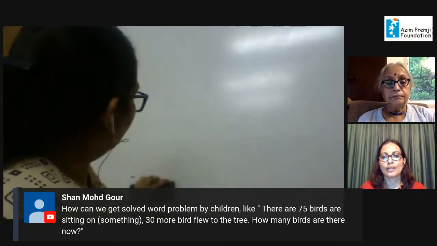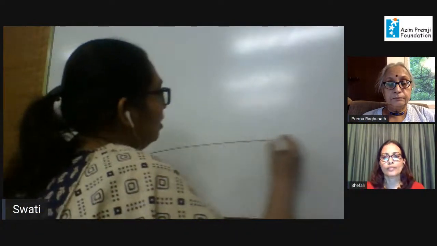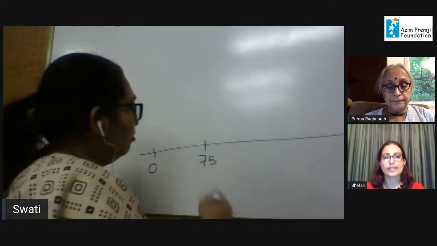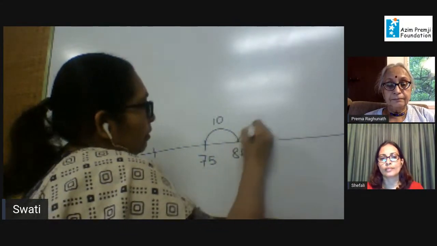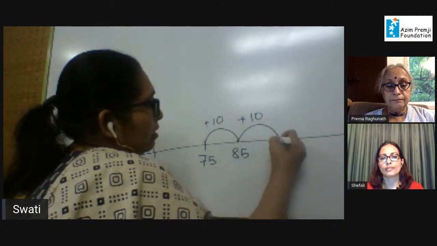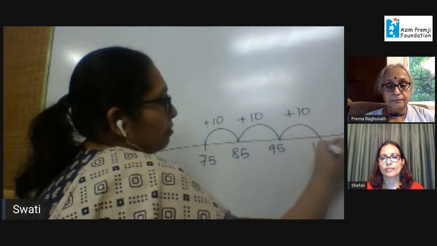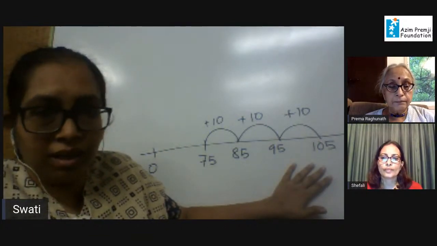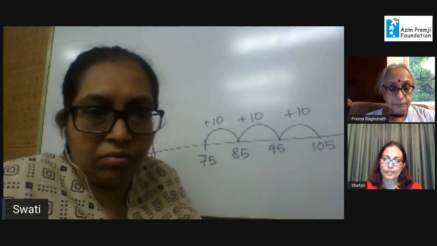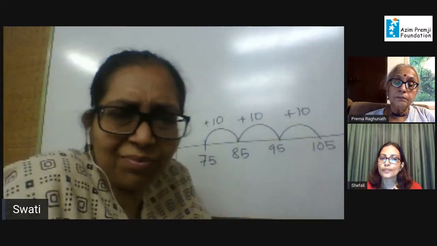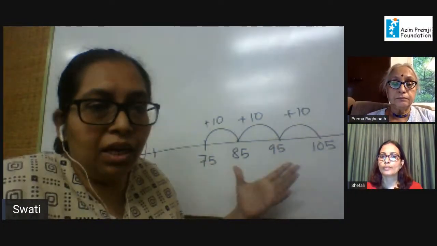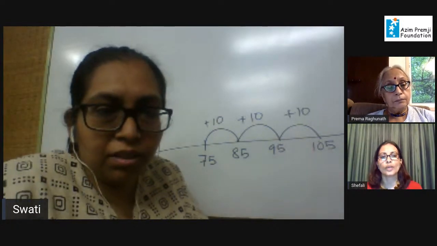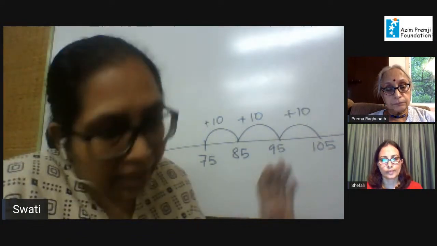So this can be simply done on the number line also. You can basically say, okay, there were already 75 birds. Now 30 more flew to it, right? Now you can think of 30 as 10 plus 10 plus 10. And you get that very simply. You can initially do it here like this, and then you can do it mentally also. If children are familiar with something like Ganitmala and that kind of manipulative, this becomes second nature to them. Without the manipulative, it takes longer, but it can be done.